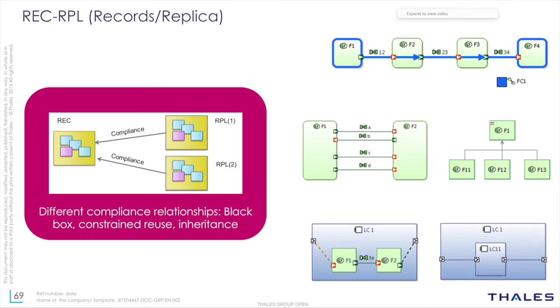A record in Capella is not necessarily one component or one function. It is any set of elements, any closed set of elements. So it can be two functions with their exchanges. It can be one component with its functions. It can be a component with no functions, and so on. So there's no limit on what a record can be.